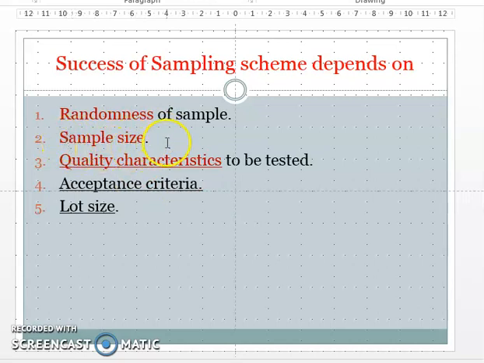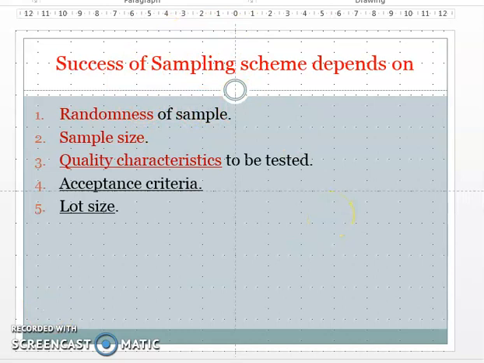After that, the sample size depends on the lot size, which product, how much it costs, and what quality characteristics you are taking. All these things are considered while choosing a sample size. After that, what acceptance criteria you are going to decide, and the lot size. Okay, all these 5 things affect the success of a sampling scheme.